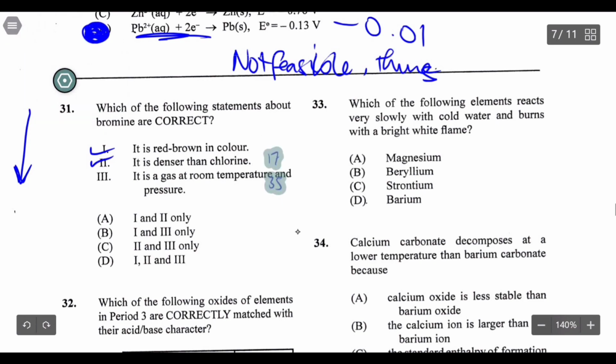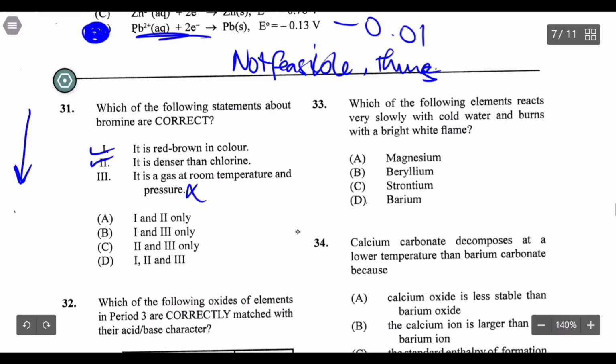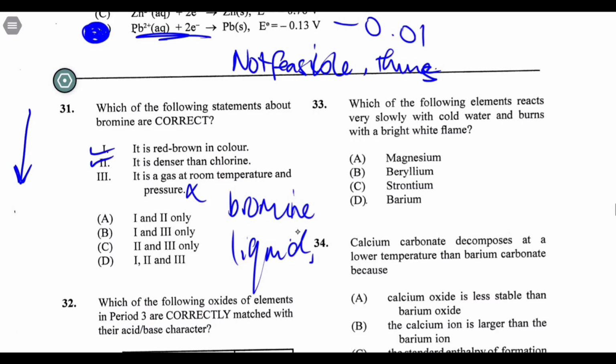Now bromine is a gas at room temperature and pressure. Nope. If you've seen bromine, it is a liquid. Okay, so I and I only.